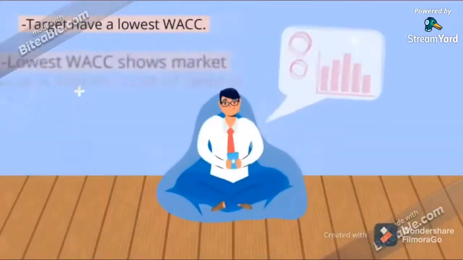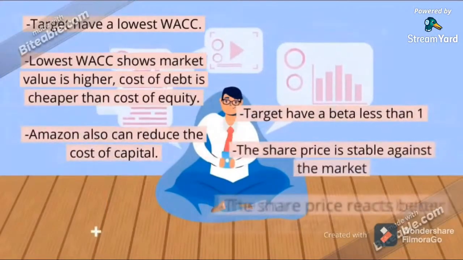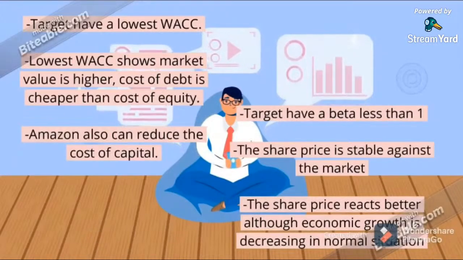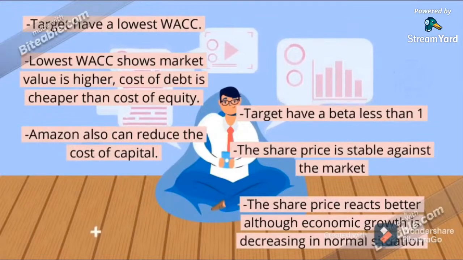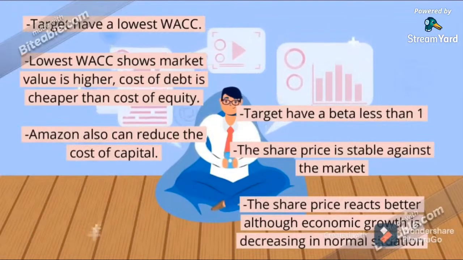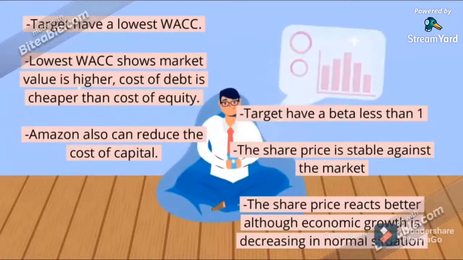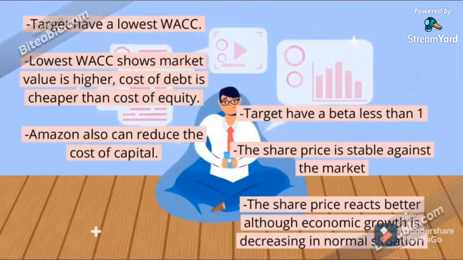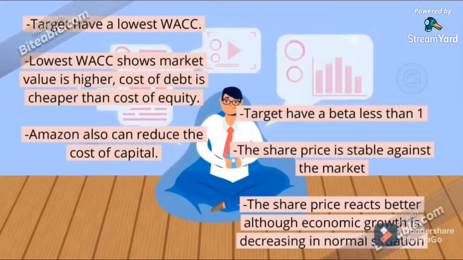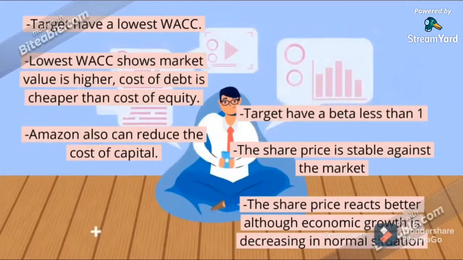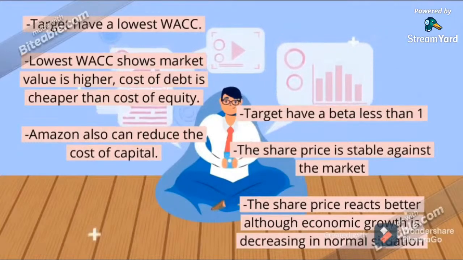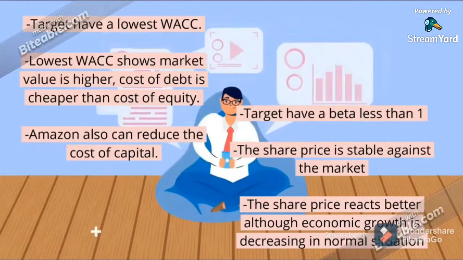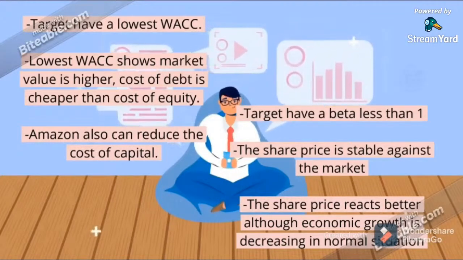Alright, I move to the answer. One of the attractive competitors for Amazon is Target. This is because Target has the lowest WACC, which is the weighted average cost of capital, among the 6 companies. The lower WACC indicates that the market value of the company will be higher. So, Amazon can increase their shareholder wealth because the cost of debt is cheaper than the cost of equity.